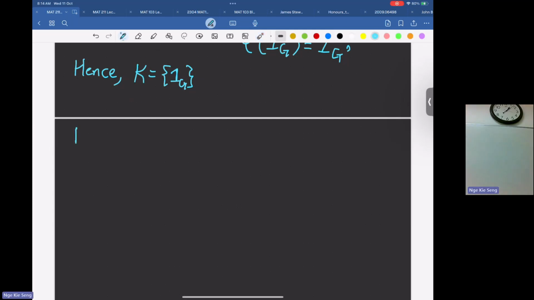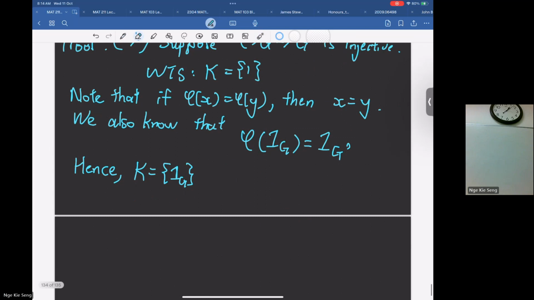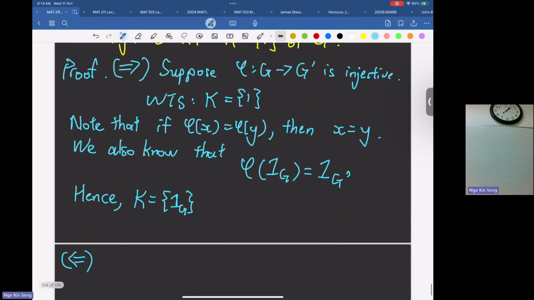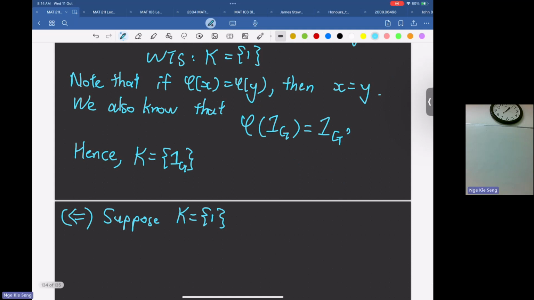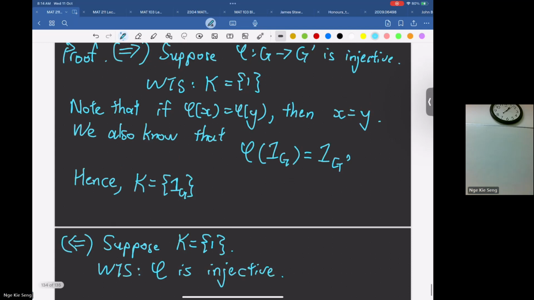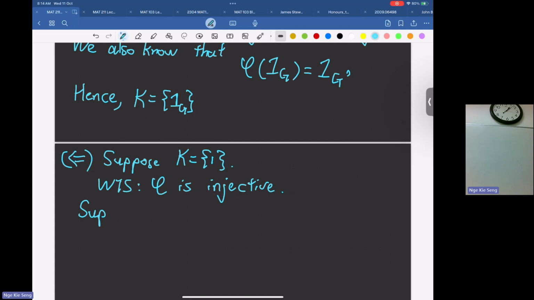Okay, how about the other direction? Suppose K is just the identity, the single set. Then we want to show that phi is injective. So to show that phi is injective, what do we have to do? We first suppose phi x equals phi y. Then we want to show x equals y. So how are we going to proceed?